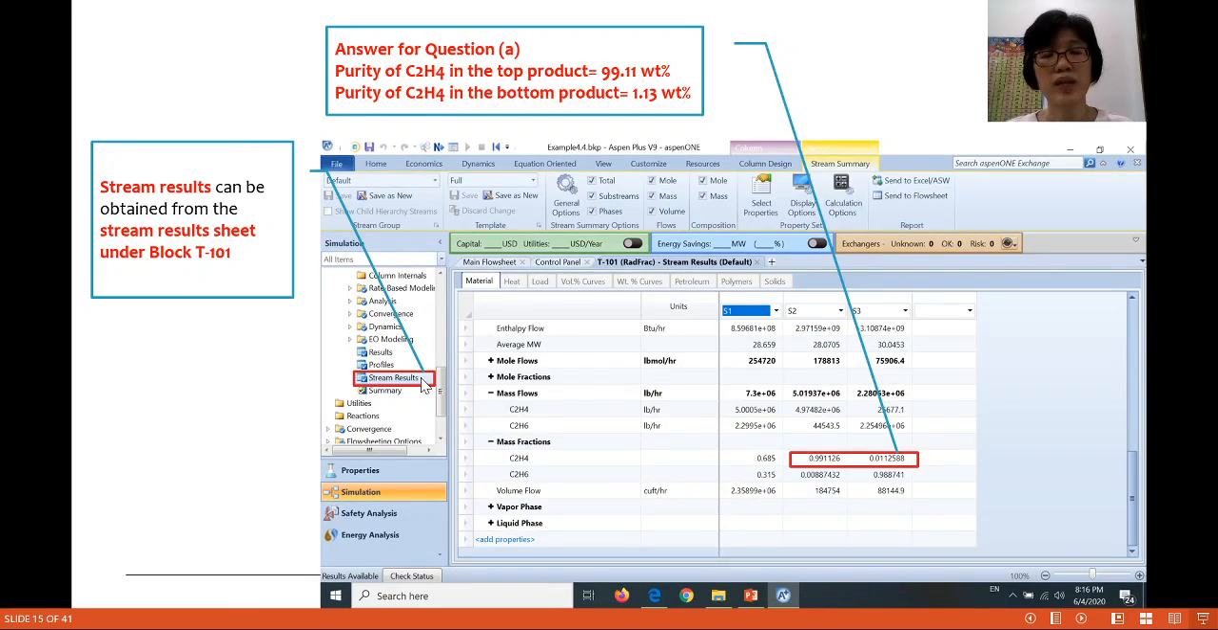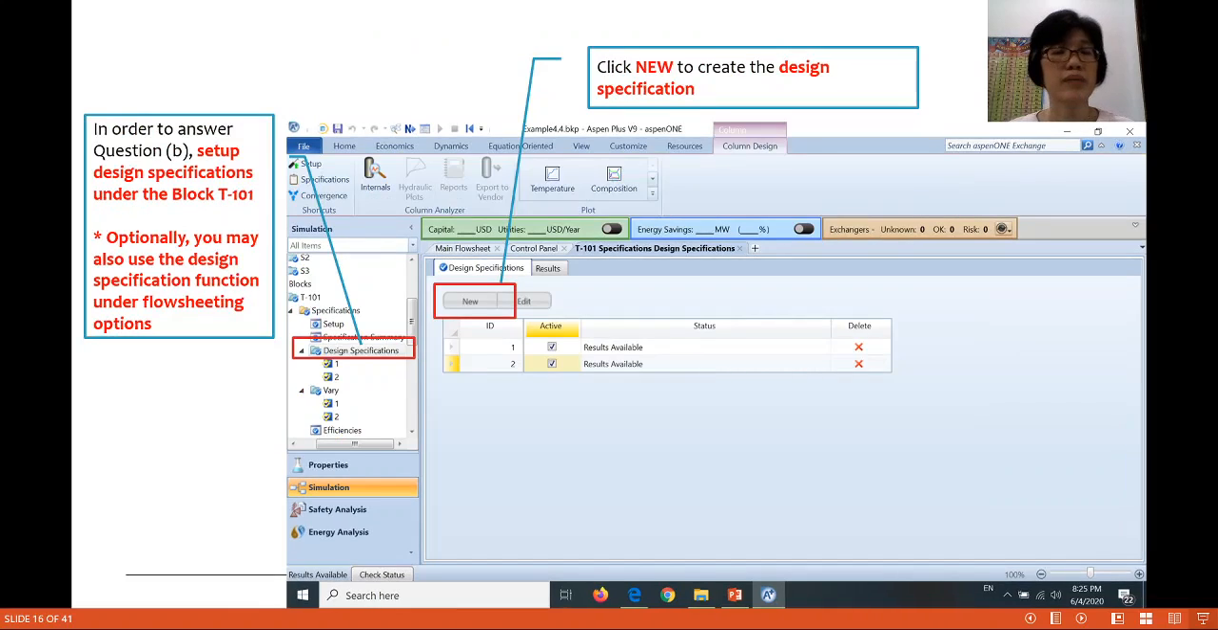If we move to stream result, there's another page for you to check the stream result. So this is the page. You can have a mass fraction here. This is actually the answer for question A. You need to check the ethylene composition in the top product. So this is the top product here, and you have to check the ethylene composition in the bottom product. 99.11 weight% ethylene in the top product, and 1.13 weight% of ethylene in the bottom product. Right. So next, proceed to question B.